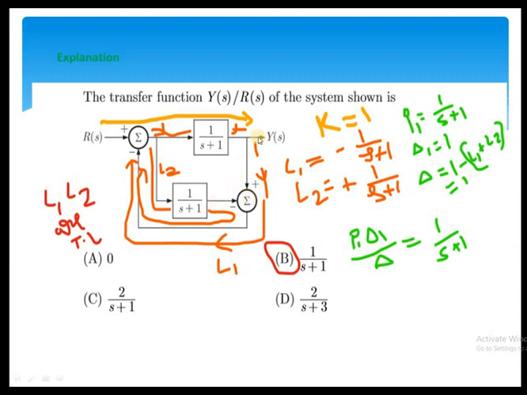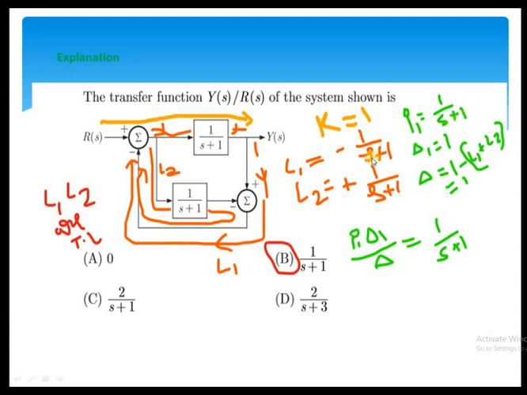So don't consider this one as a second forward path. We have to consider only one forward path in the given question because the signal travels from R(s) to Y(s) only in one direction. The arrow mark indicates the signal flow direction, so it indicates only one forward path. K equals 1. What about the gain value? In this direction, P1 is 1/(s+1).